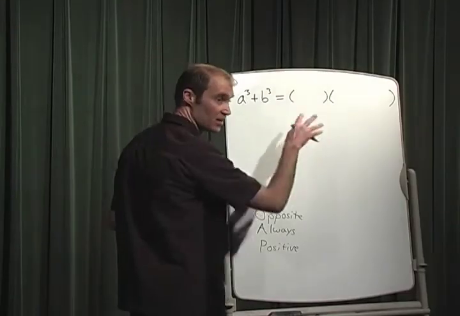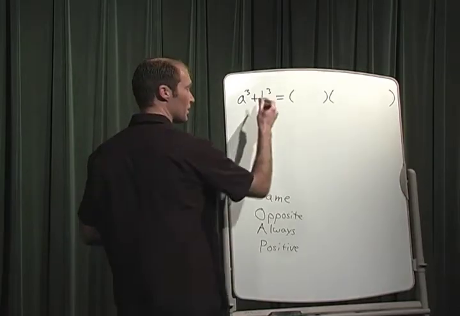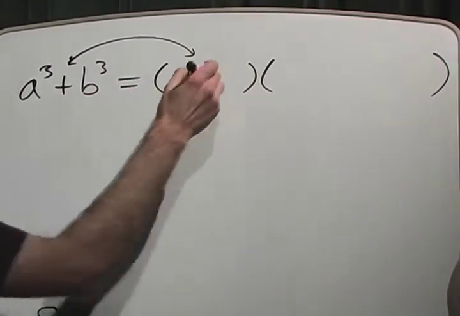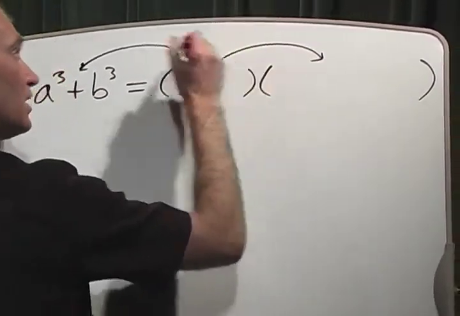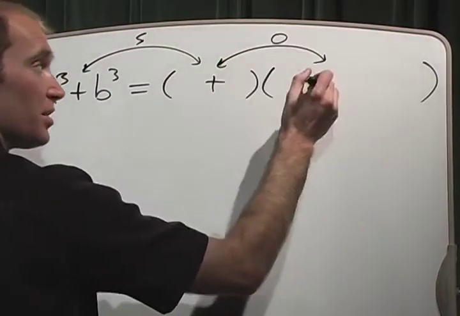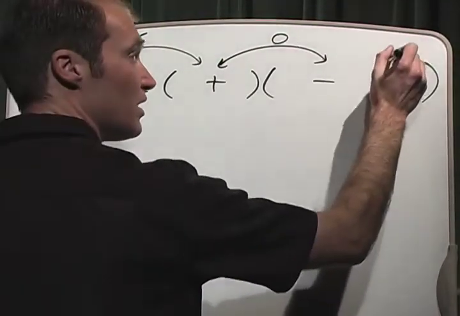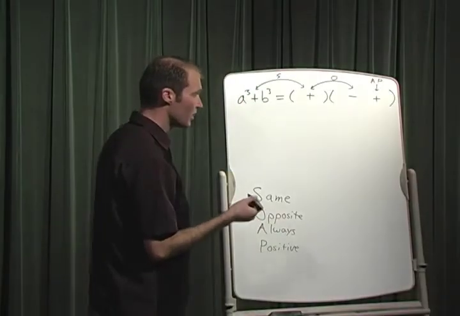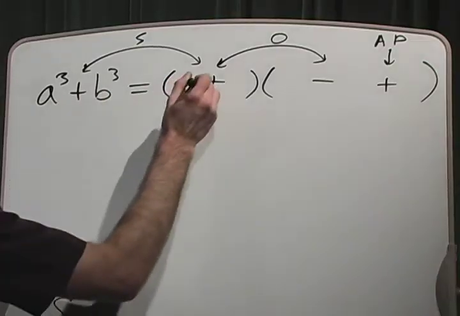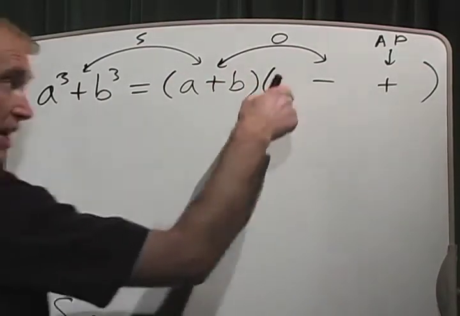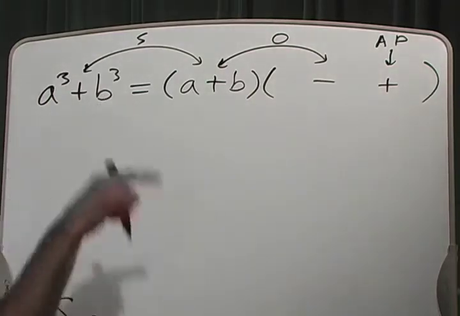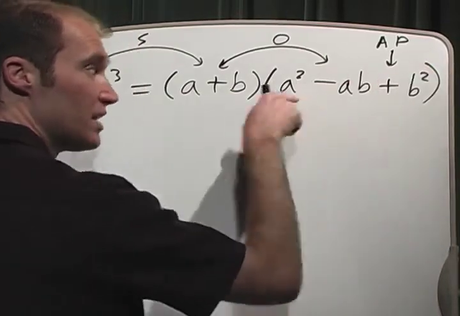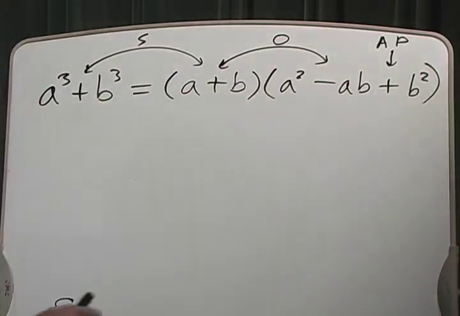So before I actually fill in anything else, let me just get the operations down. I know that these two are going to be the same, so that makes this a plus. And then these two are opposite, that makes it a minus, and this right here is going to be always positive, which makes that a plus. The way that I fill in the rest of it is, here I have a plus b, and then here I have descending powers of a and ascending powers of b. So a squared minus ab plus b squared.